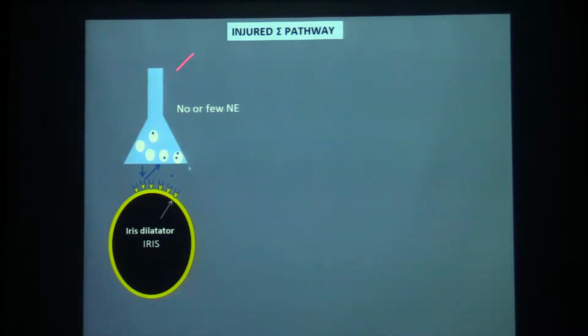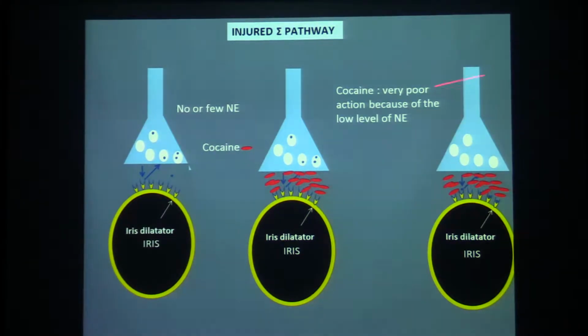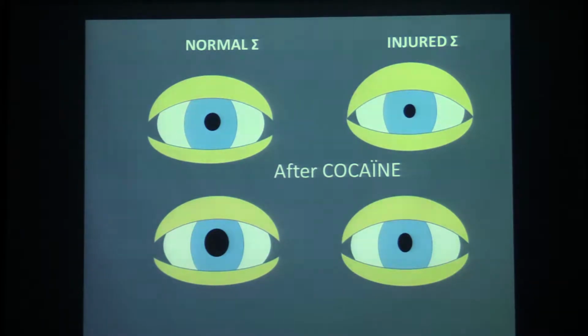But when you have an injured sympathetic pathway, the norepinephrine is very poor. There is not a lot of norepinephrine. So when you put cocaine, even if you put a lot of cocaine, there is so little norepinephrine in the synapse that it has no effect, and so the pupillary dilatation is very discrete. And when you have a meiosis and you put cocaine and there is no mydriasis, it means it is a Horner syndrome. It's quite simple. And so the normal pupil after cocaine dilates, the injured sympathetic side after cocaine remains about the same.